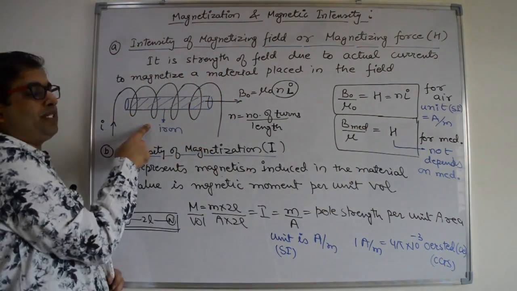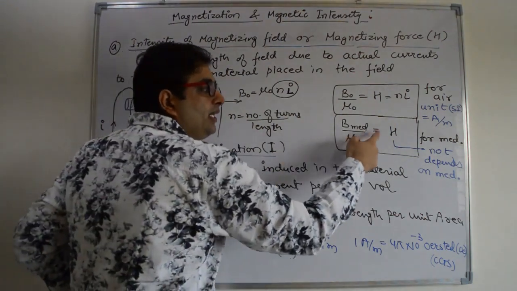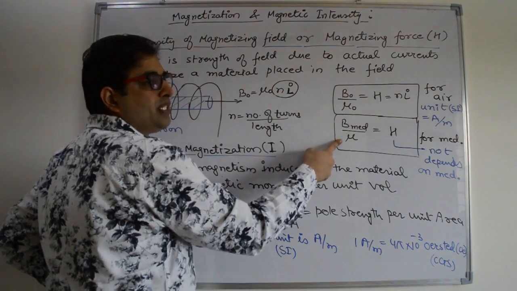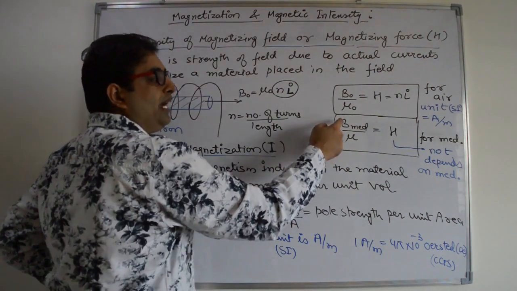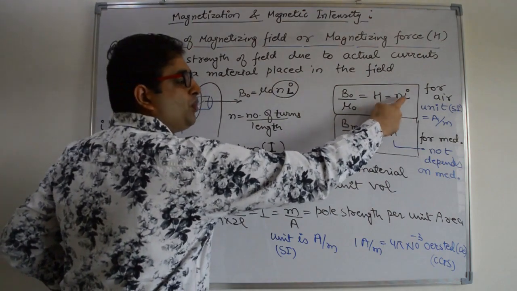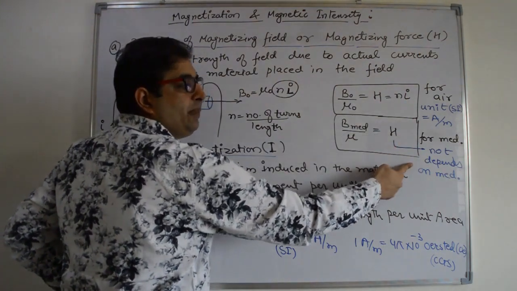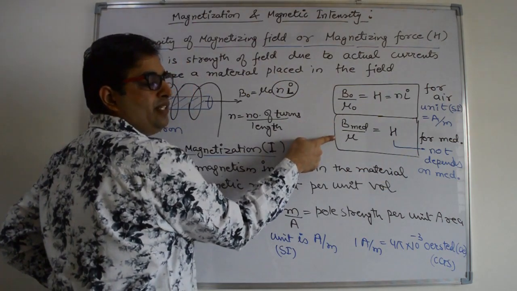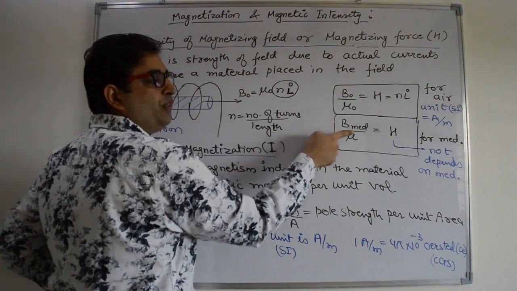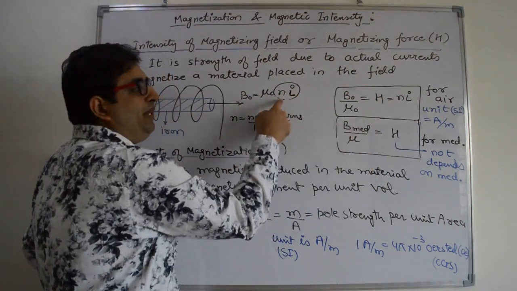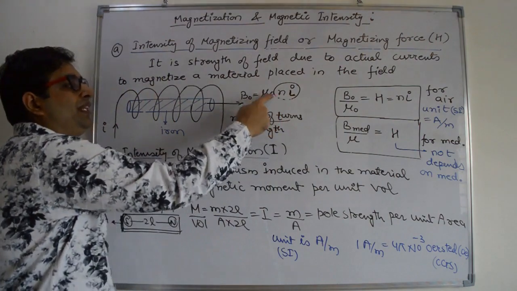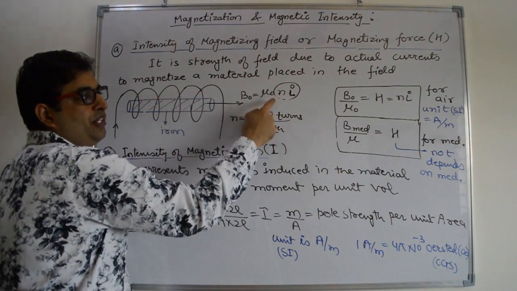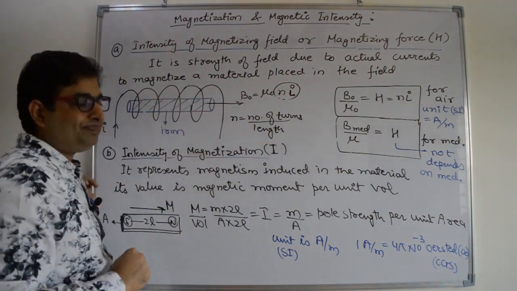If the system is present in a medium, then the magnetizing force will be equal to B medium divided by mu, where mu is the permeability of the medium, and the ratio is again the same, N into I, because H is independent of the medium, right? There will be a change in the magnetic field as well as in mu, so the ratio will remain the same. H is the main part of the external magnetic field used to magnetize a material, and that main part is the number of turns per unit length into current.